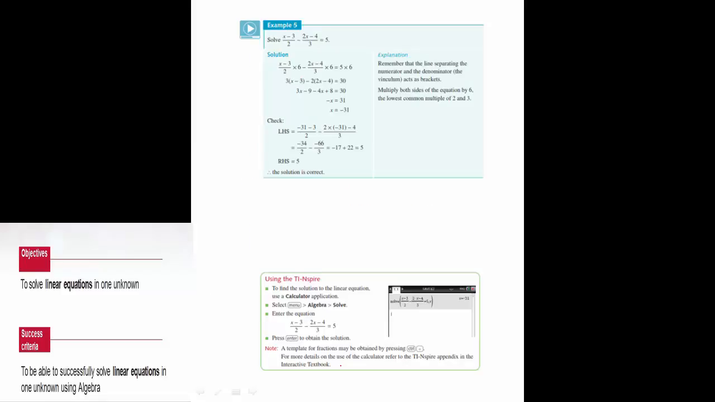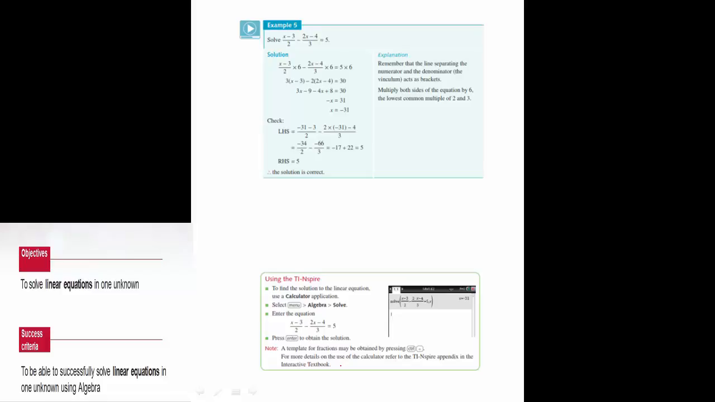Now, example 5 is also an extension to this one. So this is still dealing with denominators, with fractions. In this case, same thing. The lowest denominator is 2 times 3, which is 6. So we multiply everything by 6.